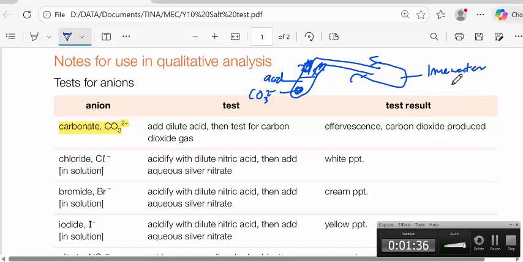So if lime water becomes cloudy, then you know there is carbon dioxide. If there is carbon dioxide, you know it's carbonate. That's how you test for the presence of carbonate. If there is no carbon dioxide, then it is not carbonate. Effervescence means bubbling. You're going to see this word a lot. If you don't know how to spell it, it's okay, you just say bubbling. Why do you see bubbling? Because there is carbon dioxide.